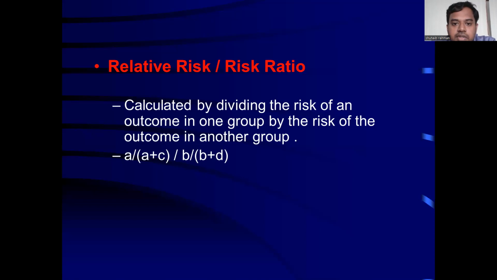Then comes your relative risk or risk ratio. It's calculated by dividing the risk of an outcome in one group by the risk of the outcome in another group. This is not always possible or not always correct in the case of case control studies.